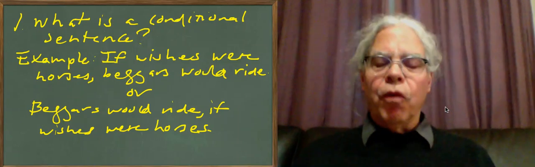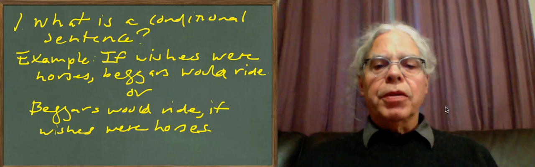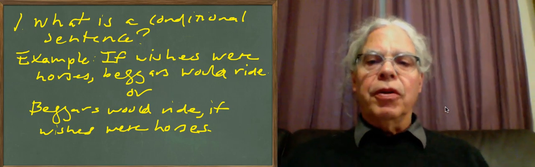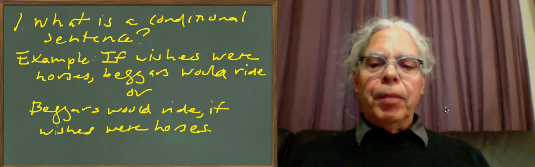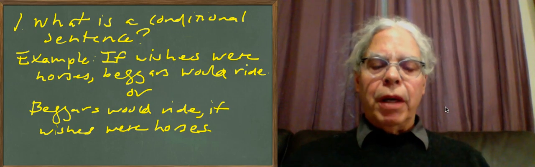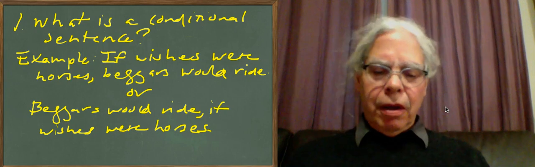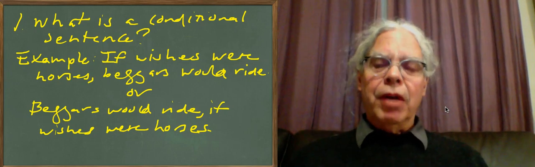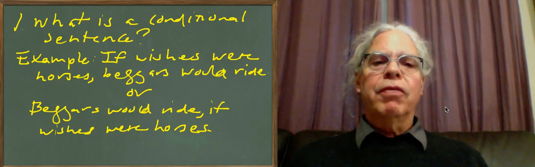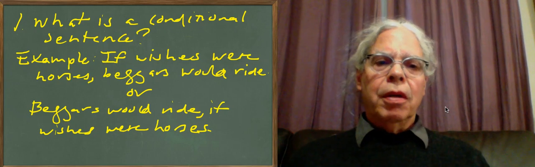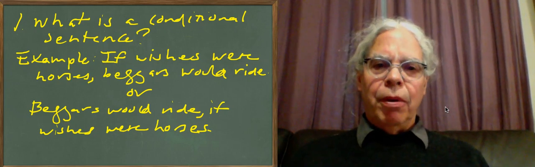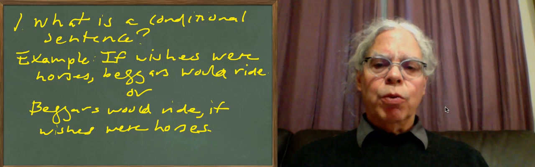Talking about Unit 4, about conditional sentences. What's a conditional sentence? It's a simple sentence in which you make a hypothesis about something, about reality, or even about things that are unreal, and you draw an inference from it. So here's the standard English example: if wishes were horses, beggars would ride.